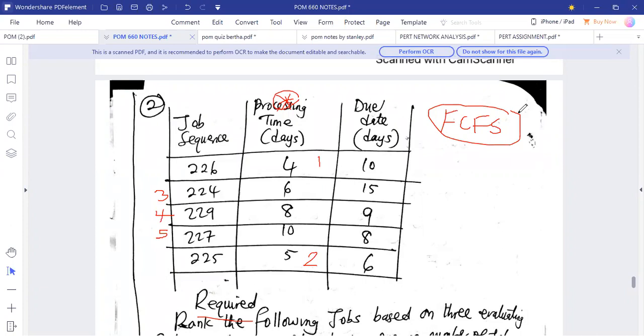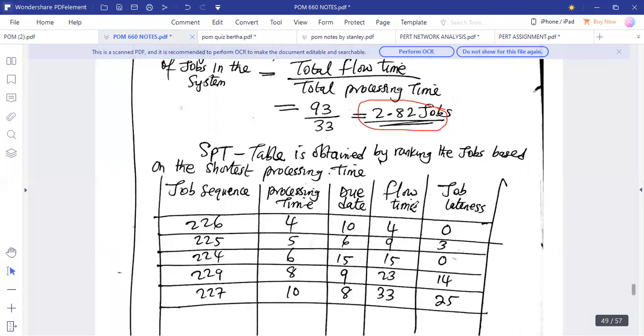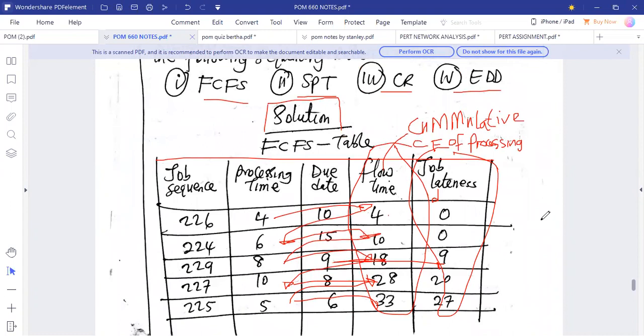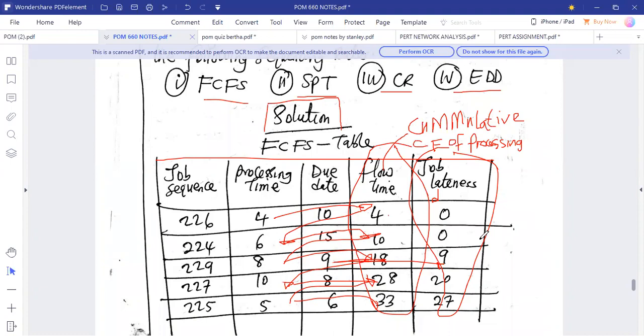All right, so now getting down to the SPT. So we are ranking these, but we are also getting the respective due dates as we are ranking for each job that we are talking about. Here with the SPT, we do the same as what we did for the first come, first serve. Regardless of the sequencing rule, we have five columns that we need to look at: the job, the processing time, the due date, the flow time, and the job lateness.